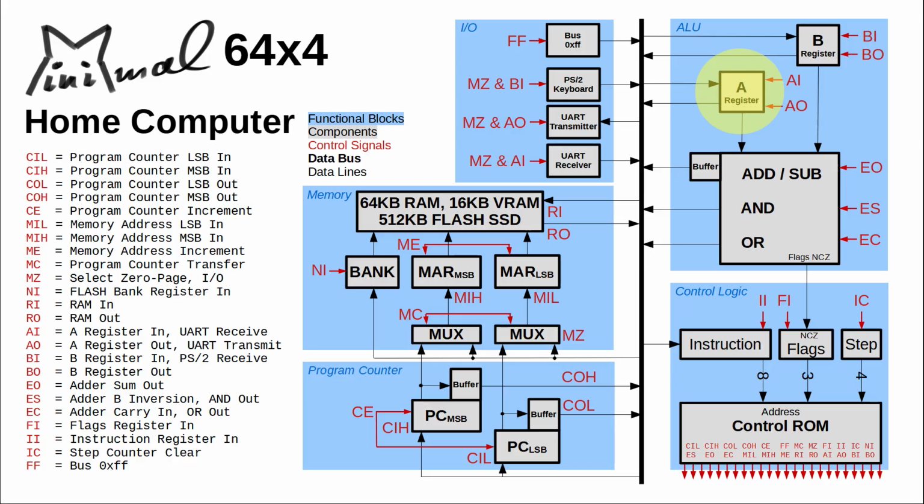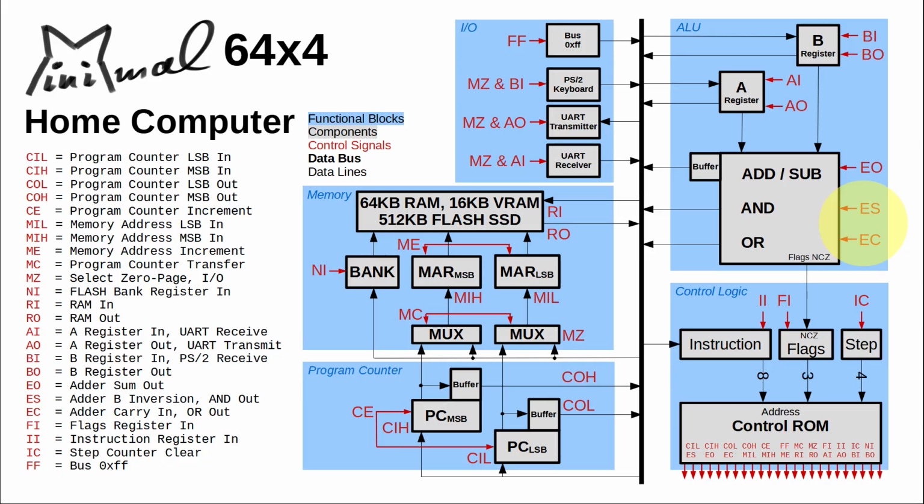Additionally, A forms a permanent input to the ALU. The B register works just the same as the A register. It uses the control signals BI and BO and permanently connects to the ALU as well. The ALU adds the values of A and B. The control signal EO puts this result onto the bus. ES, for subtract, inverts B prior to adding it to A. EC, for carry in, adds 1 to the result.